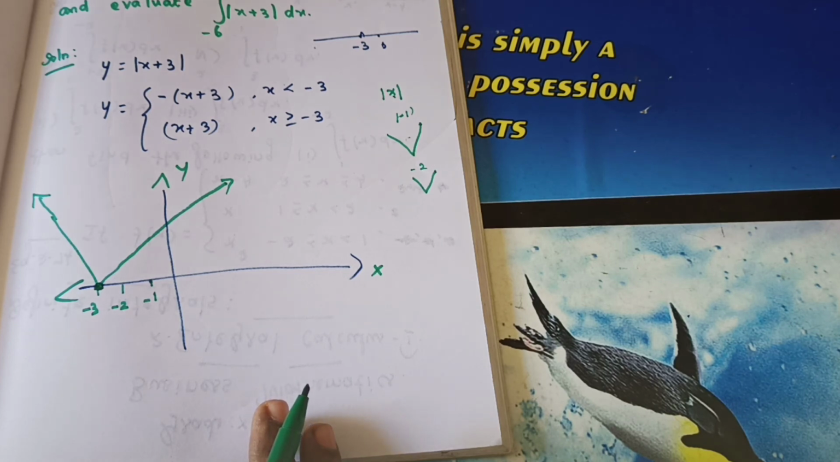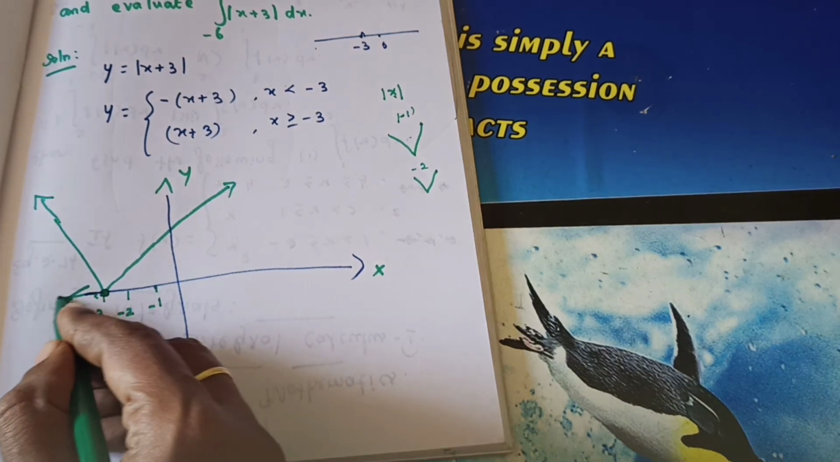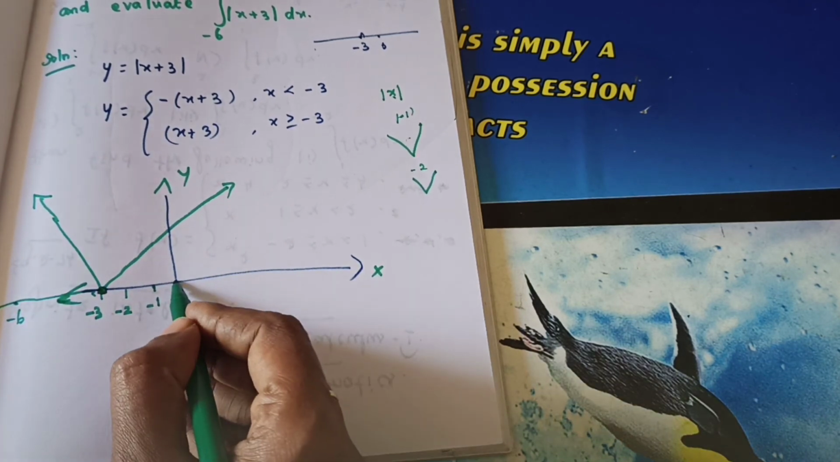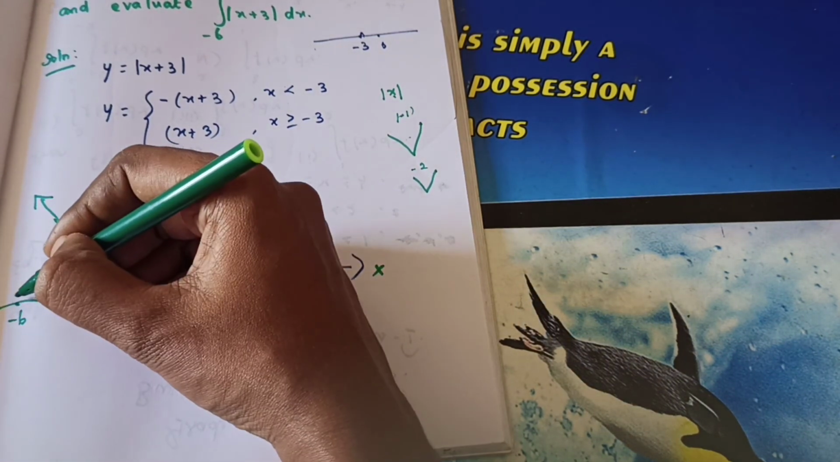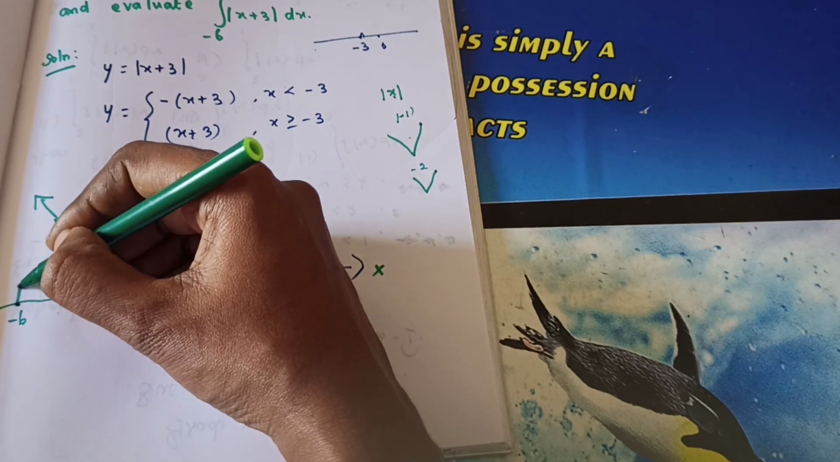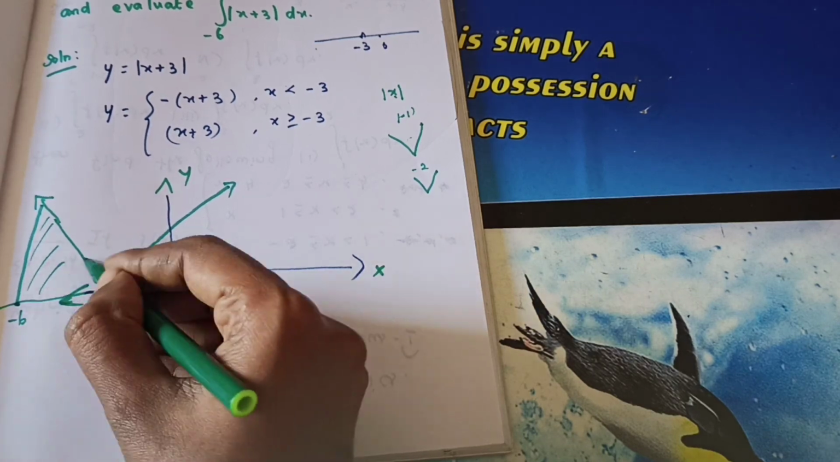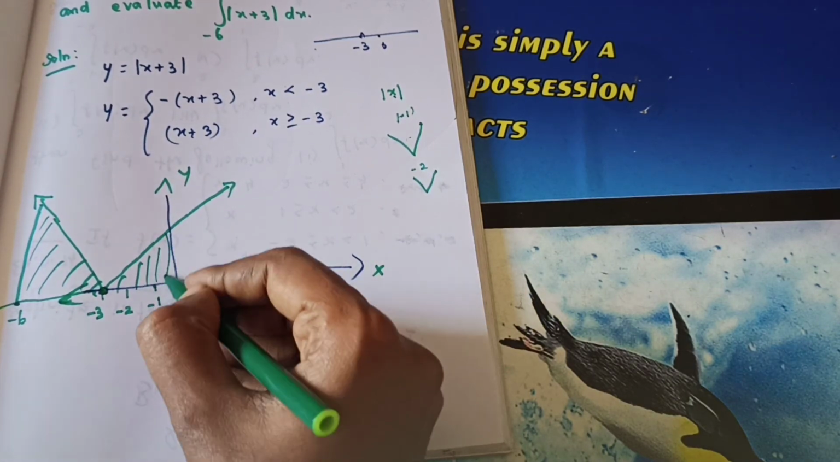Here the limit is given, is it right? So minus 6 to 0. You need to extend this up to minus 6. So minus 6 to 0. So what about the shaded portion? The limit is minus 6, so extend from here to here, it is 0. This one you will shade, and this one also you will shade.